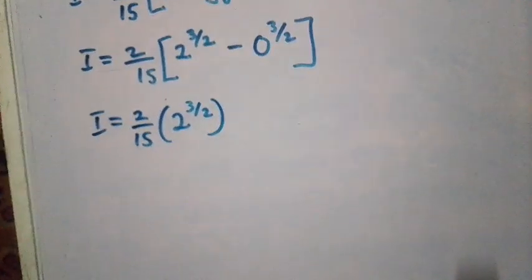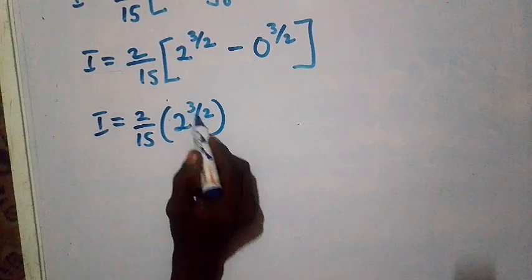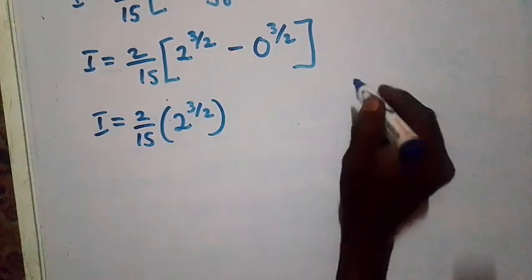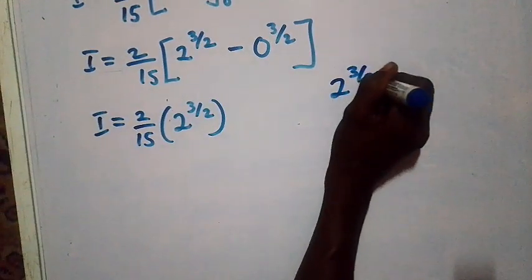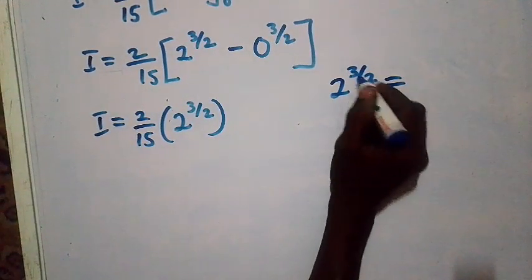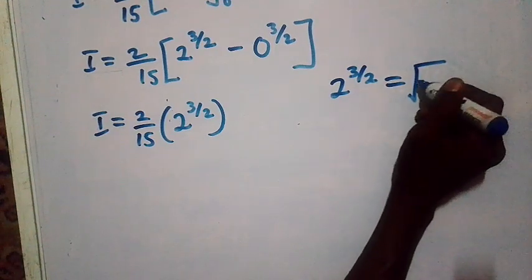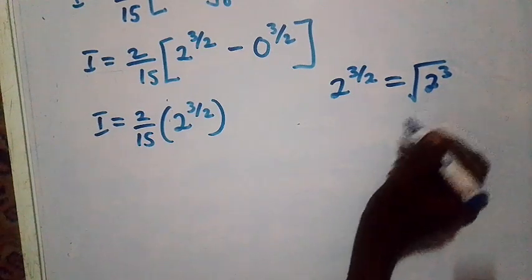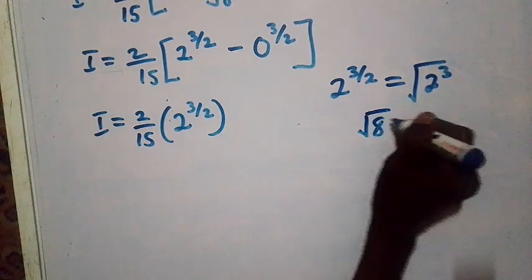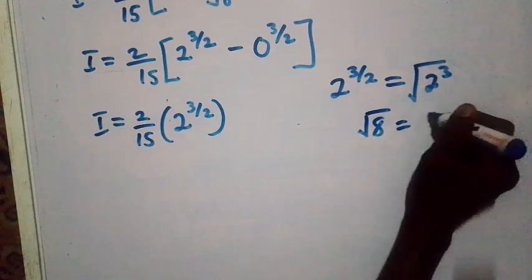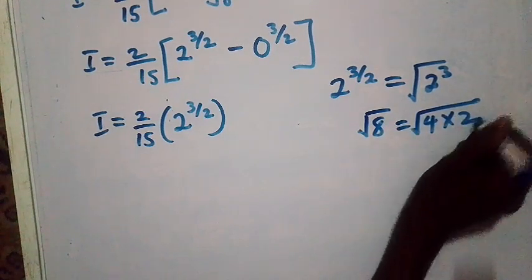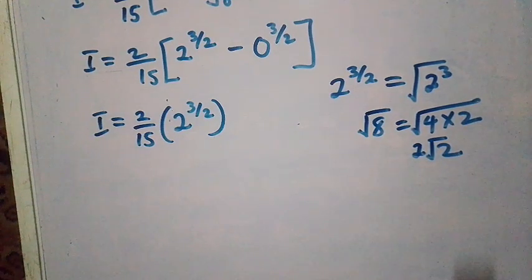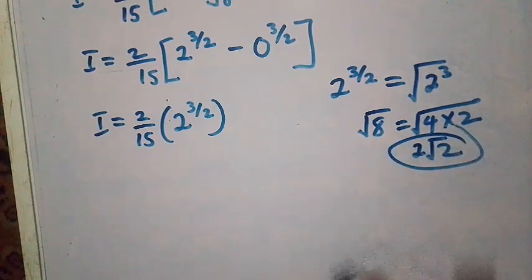But don't forget the indices. This is the power, while this is the root. And 2 raised to the power 3 over 2, we said this is the power, while this is the root. Then, which means that the square root of 2 raised to the power 3. And 2 raised to the power 3 will give what? Will give us 8. Square root of 8. If we simplify this, we can simplify it as 4 times 2. Square root of 4 will give 2, then root 2. Therefore, 2 raised to the power 3 over 2 is equal to 2 root 2.